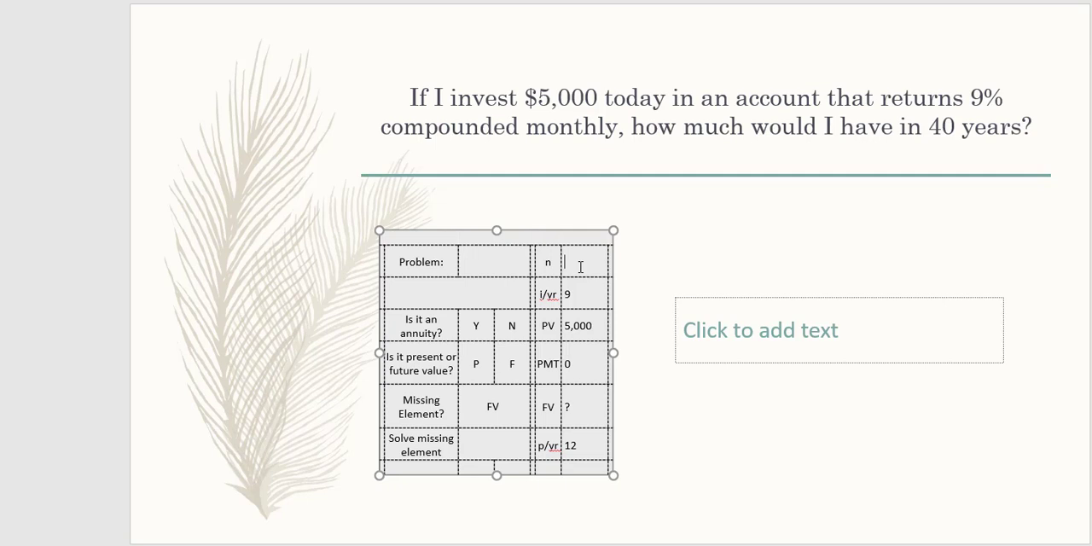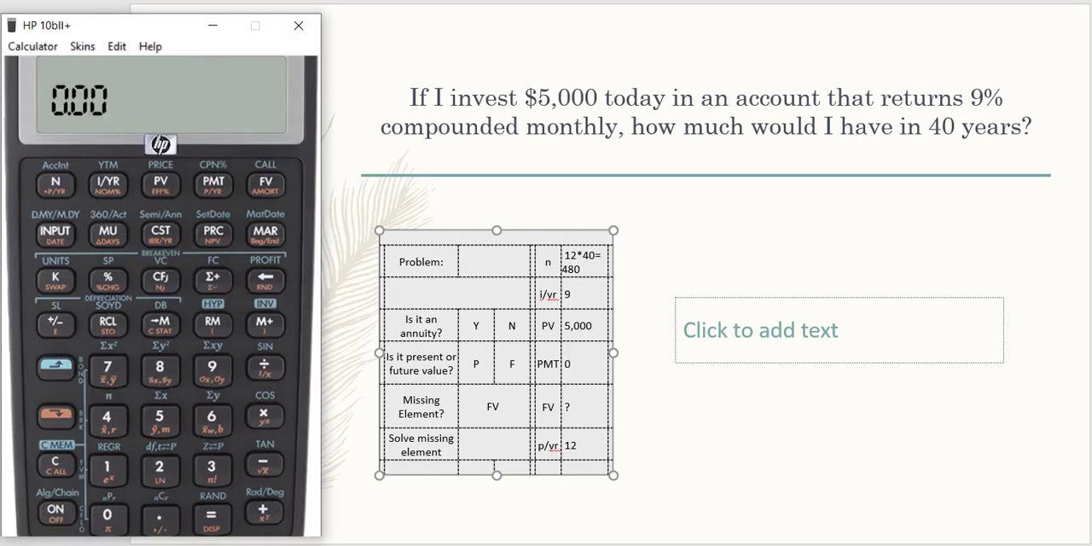In order to find N, you take your payments per year times how long you've invested, so times 40. 12 times 40 is going to give me 480 payments, and so 480 is what I'm going to use. So we're going to go ahead and type this information in our calculator, and I just go down this chart. Following down that chart, 480 is the first number I come to, and then I hit N.